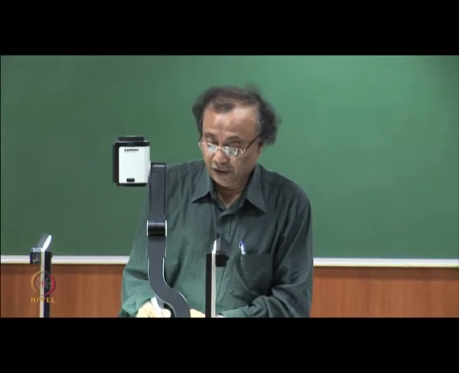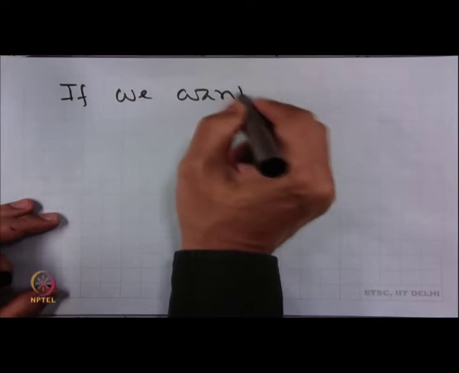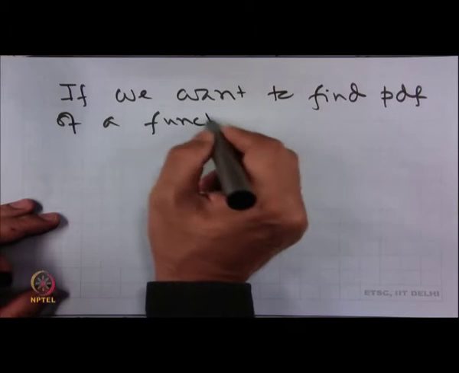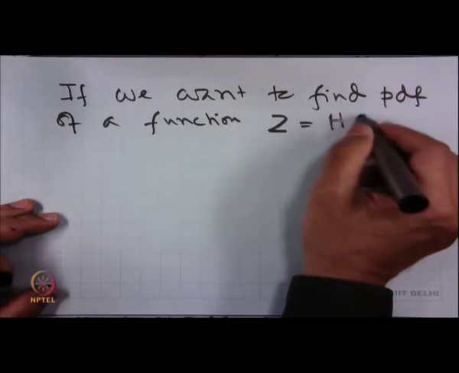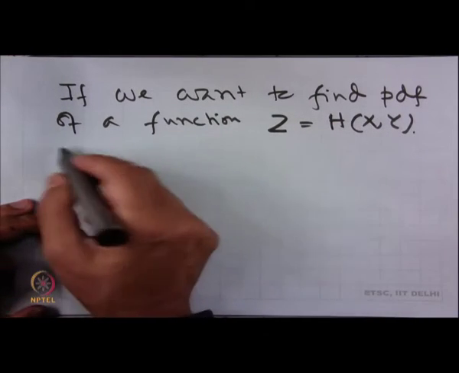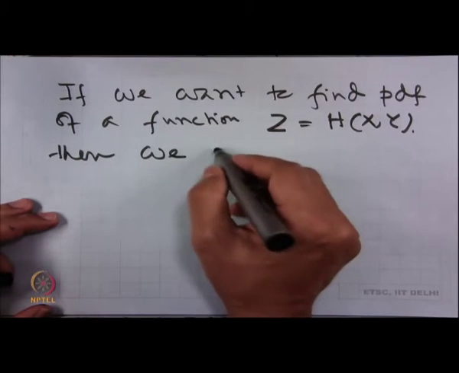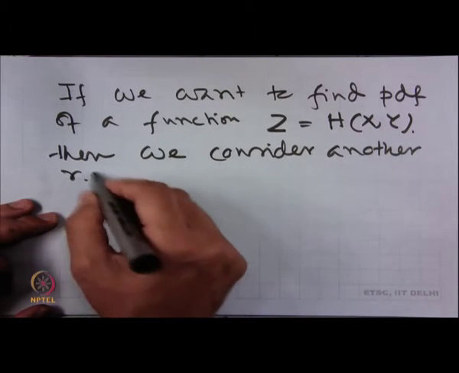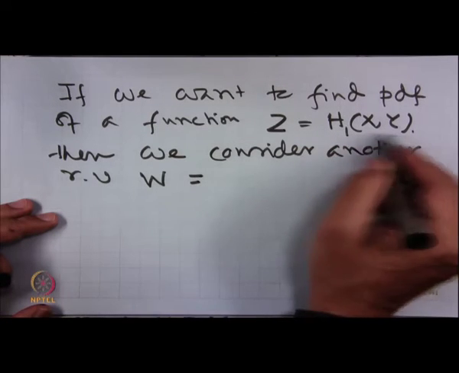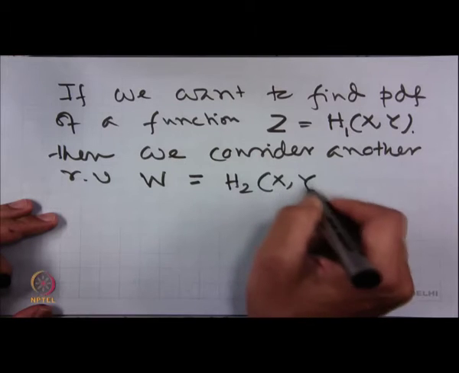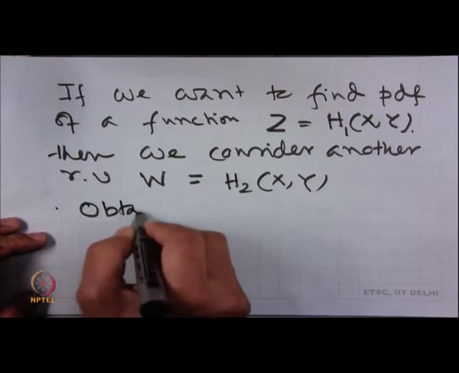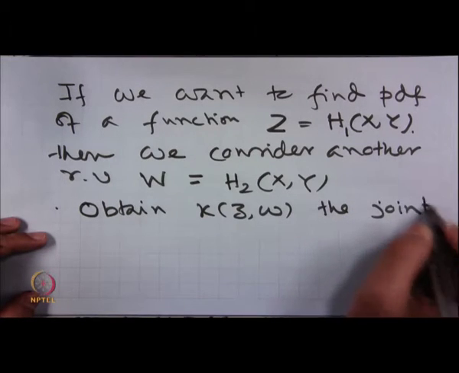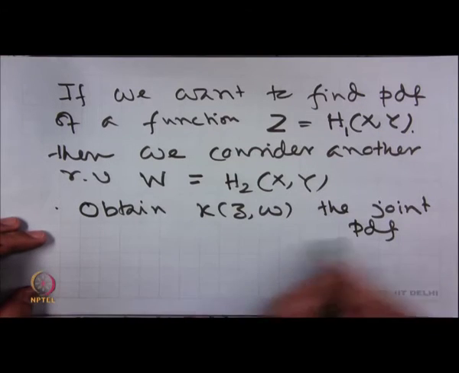The advantage is, if we want to find the PDF of a function z is equal to h of x y, then we consider another random variable w, say h 2 of x y, and obtain k z w, the joint PDF, and just now I have shown the formula for obtaining it.